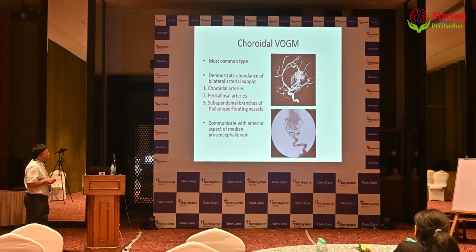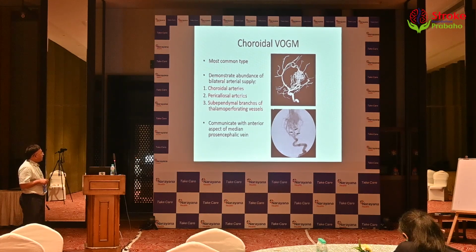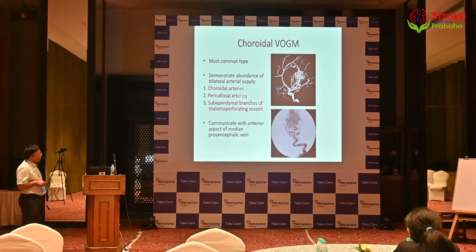But the choroidal type of vascular malformation is more common, in 2/3 of the cases, and they have abundant blood supply like this. They have supply from the anterior choroidal artery, they have supply from the posterior choroidal artery, they have supply from the pericallosal artery, and they may have supply from the subappendicular branches of the thalamoperforating artery.